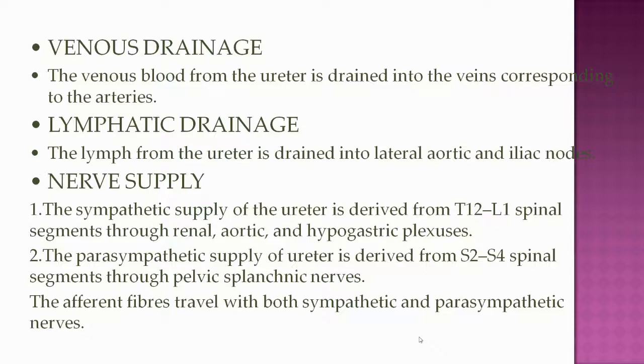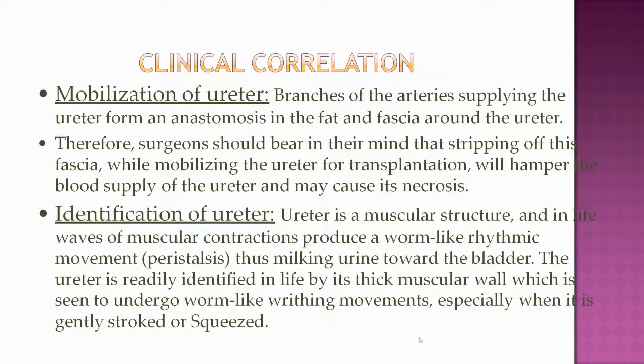Lymphatic drainage: lymph from the ureter is drained into the lateral aortic and iliac nodes. Now the nerve supply: the sympathetic supply of the ureter is derived from T12 L1 spinal segments through the renal, aortic, and hypogastric plexus. The parasympathetic supply of the ureter is derived from S2, S3, S4 spinal segments through the pelvic splanchnic nerves. The afferent fibers travel with both sympathetic and parasympathetic nerves.